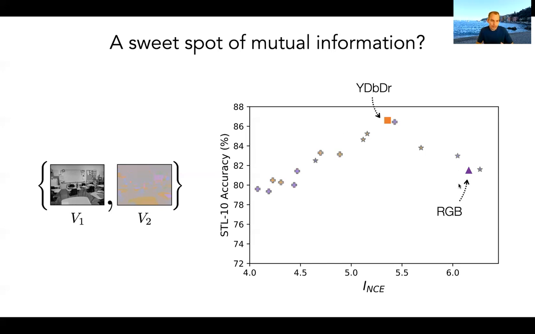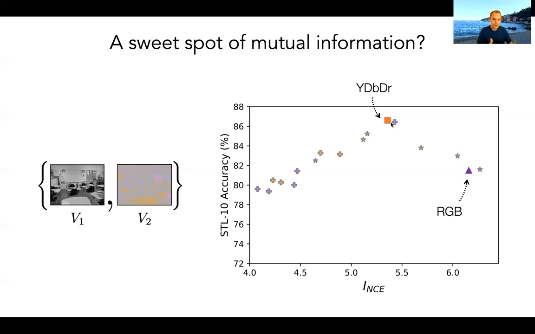So here are 2 points to contextualize this. We have the RGB color space. R, G, and B are very redundant. They share a lot of information with each other, so they have high mutual information between those color channels. As you decrease the mutual information and choose a color space in which the color channels are more independent of each other, like the YDBDR color space, you end up getting a better representation.